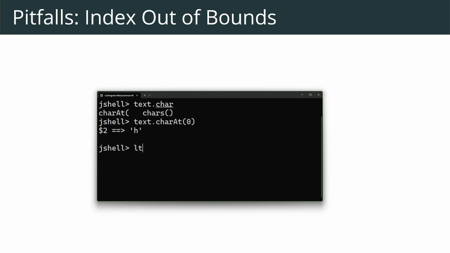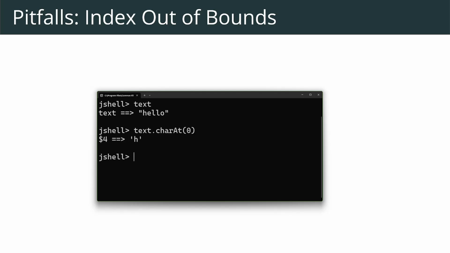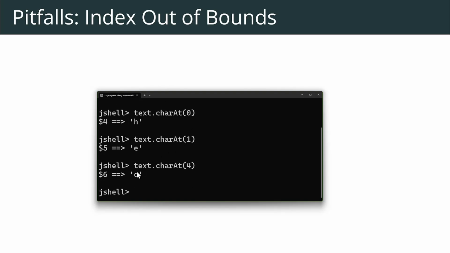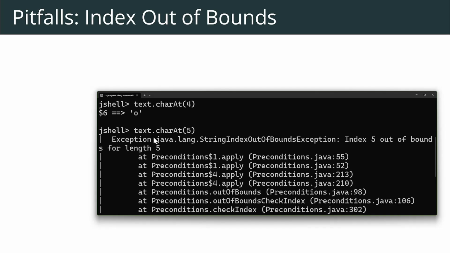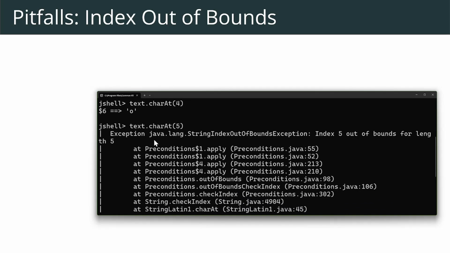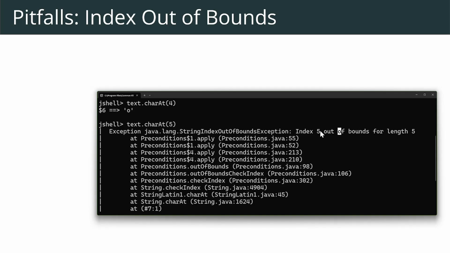Let me just start over here. So text evaluates to hello. If I were to say text.charAt(0), this gives me H. 1 gives me that, and then all the way to 4 gives me O, which is the last letter. But then if I put 5 here, I get a weird message. It's actually not weird at all. This is a totally normal error message: index 5 out of bounds for length 5.